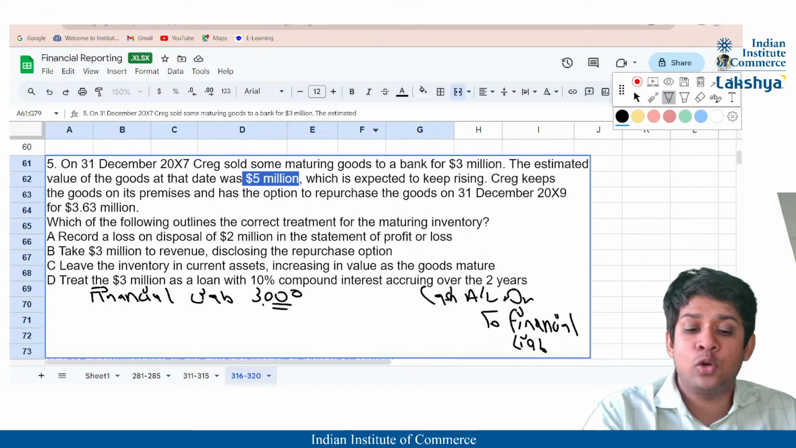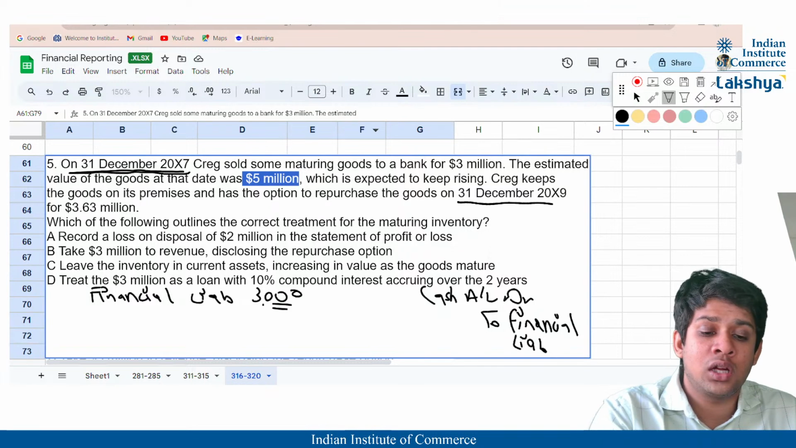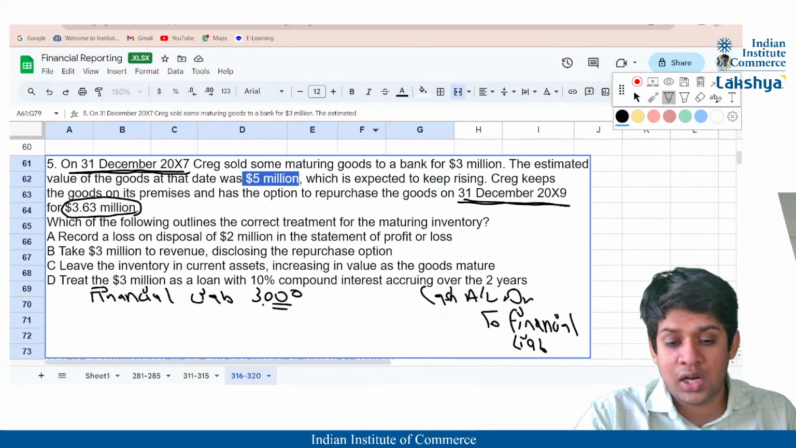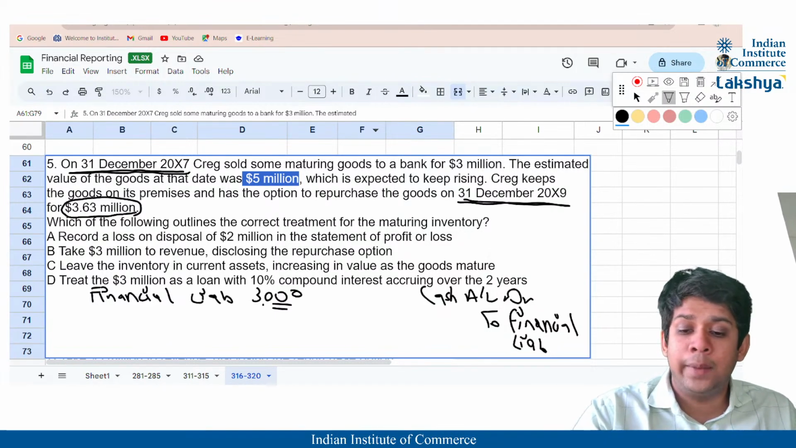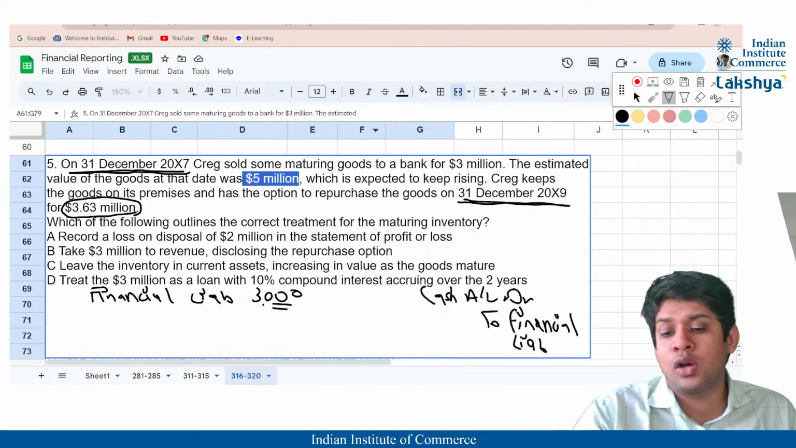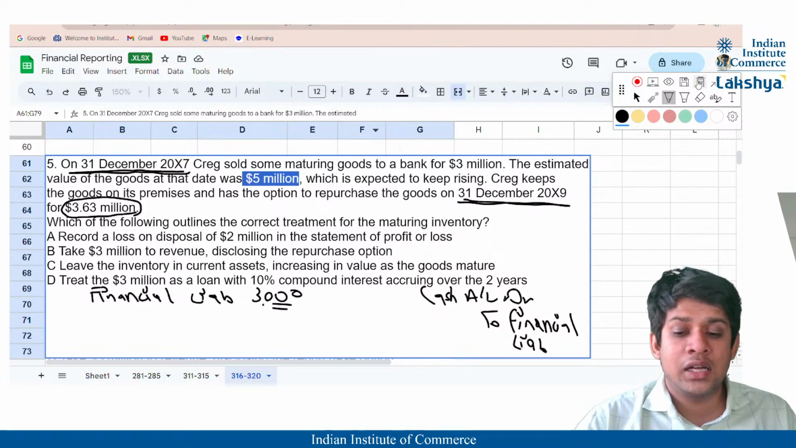But after 2 years, I am going to actually repurchase it. It is 31st December 2017, and I will repurchase it on 31st December 2019. So after 2 years, I'm going to repurchase it at a value of 3.63 million, correct? It represents a percentage, right? So technically, there must be a cost of capital or something. If in case they have not mentioned it here, they should have mentioned it. Anyway, let us look at the scenario.